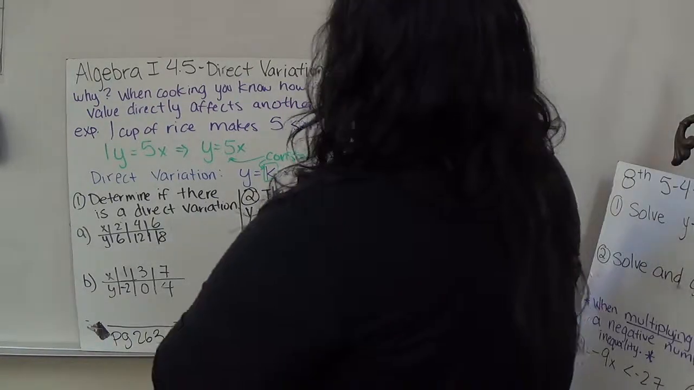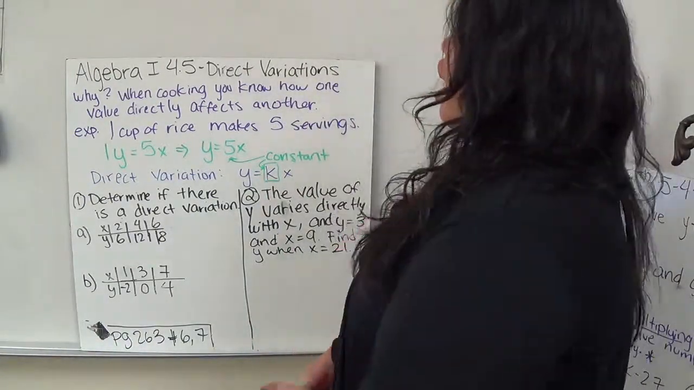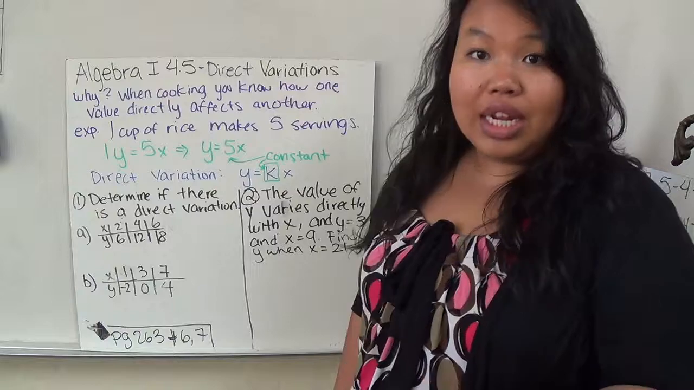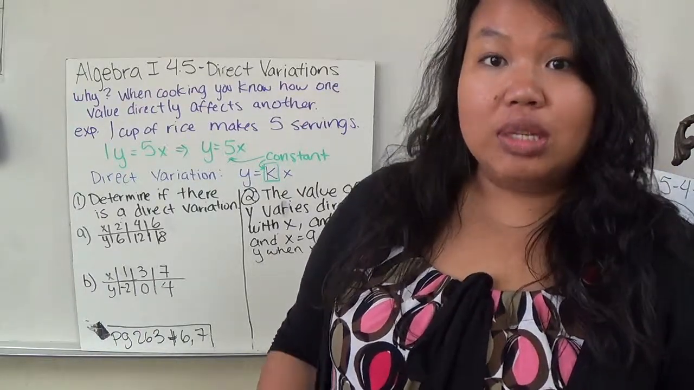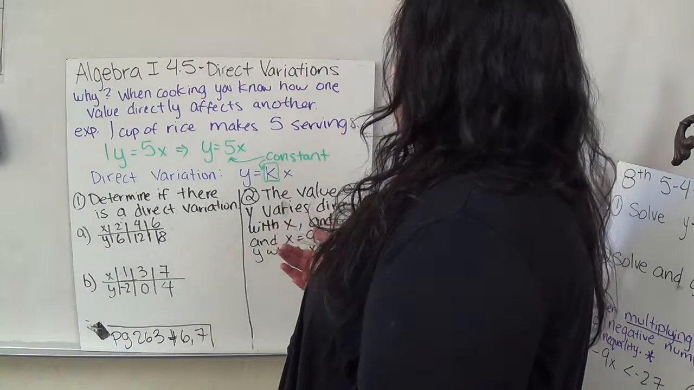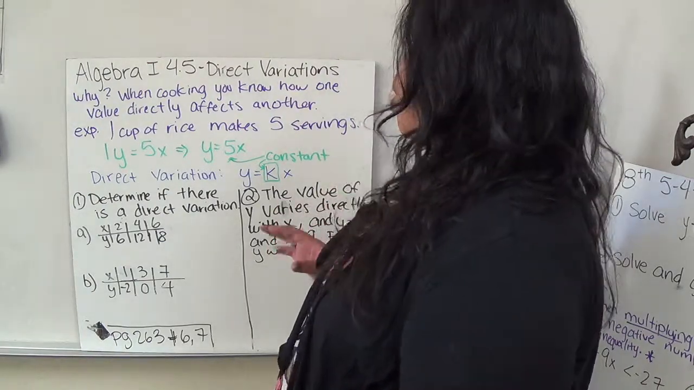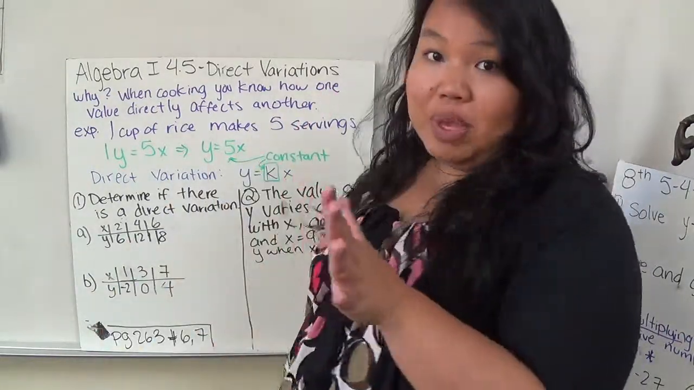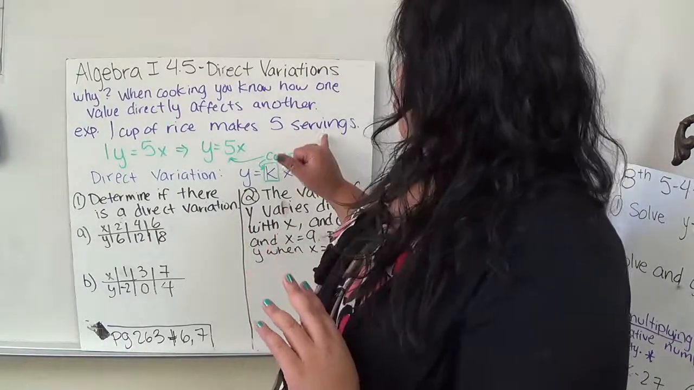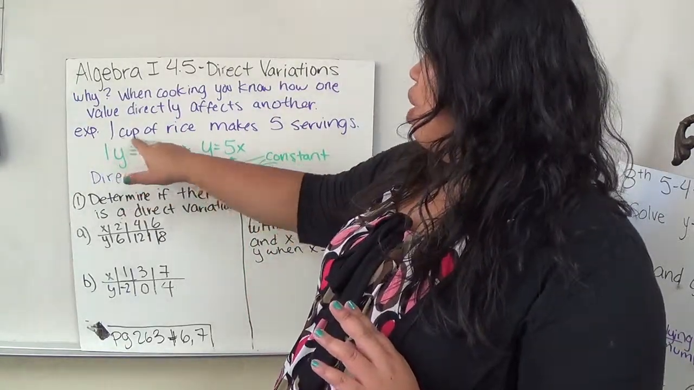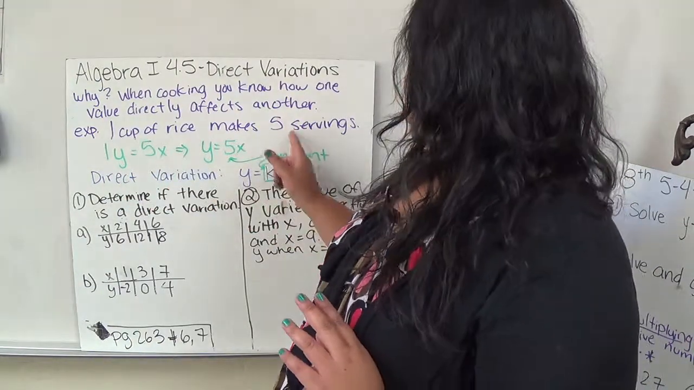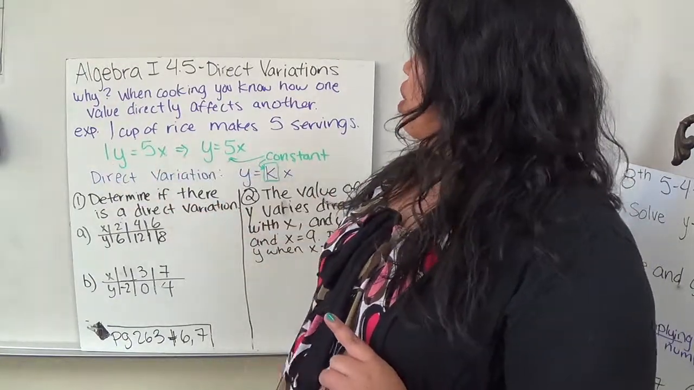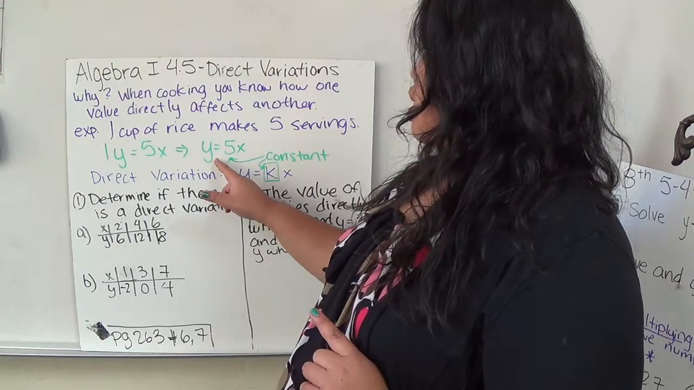In Algebra 1, Section 4.5, we're dealing with direct variations. Basically, it's just when the x and y are related directly using a multiplication, a constant multiplication. So when you're cooking and you have one value that directly affects another. For example, every cup of rice that I cook serves 5 people. So the direct variation is for every y, which is my 1 cup of rice, I multiply it by five servings. Okay, so however many y's I use, I will multiply it by 5, giving me this direct variation.